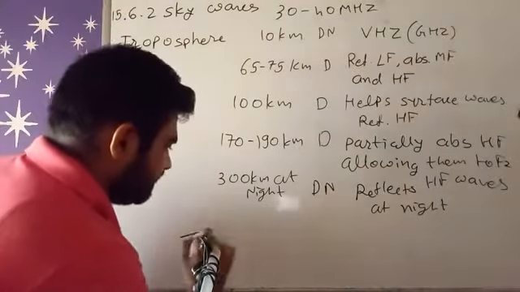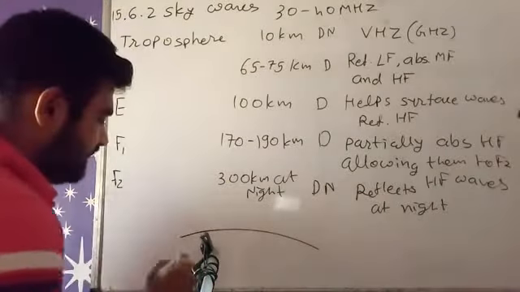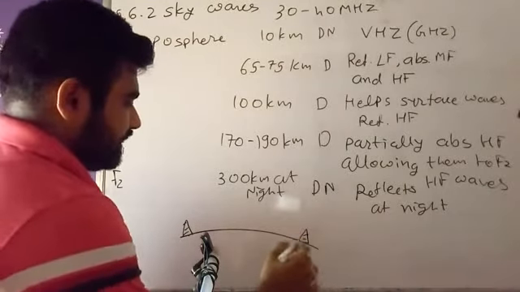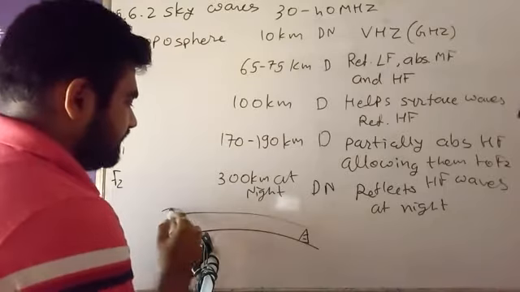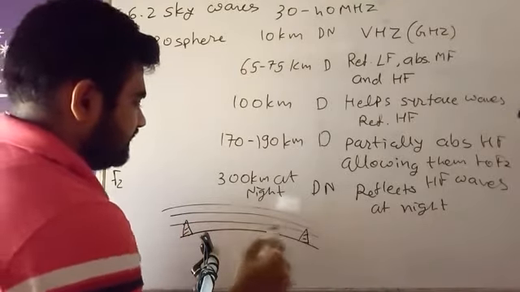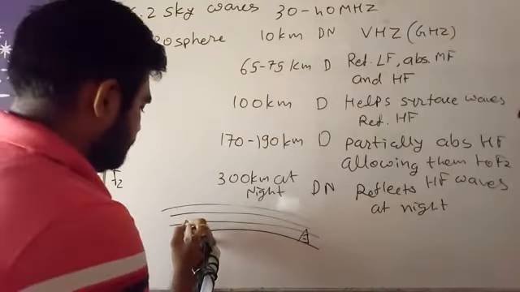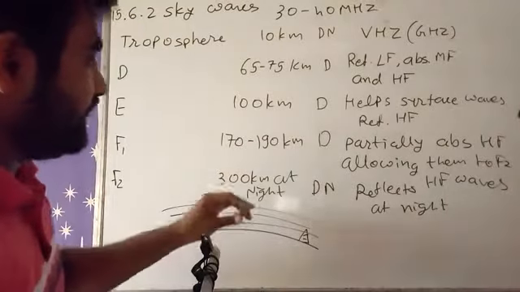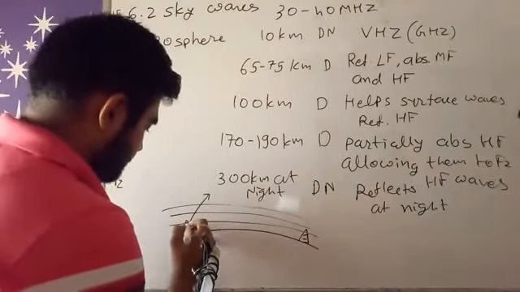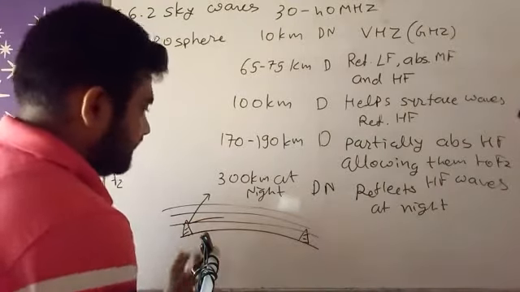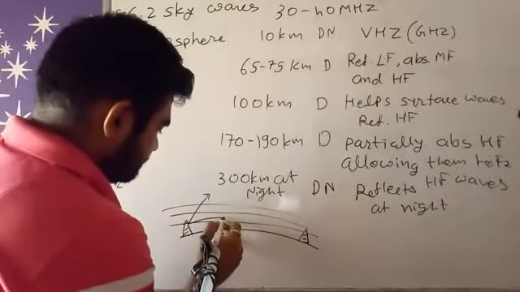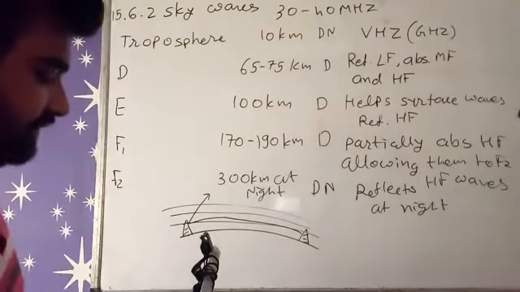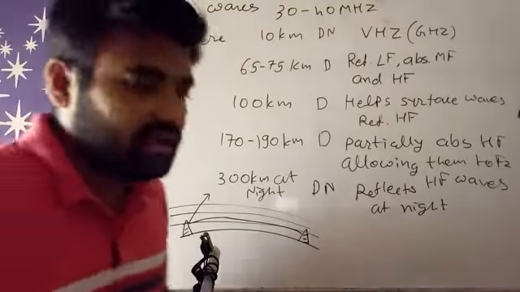So if this is our earth surface, right, if this is the transmitter and this is the receiver, now different layers are here in the atmosphere. Some can propagate, some can be absorbed, but some lower frequency, depending on the layers, will be reflected and come to the receiver. So that is how sky waves work.